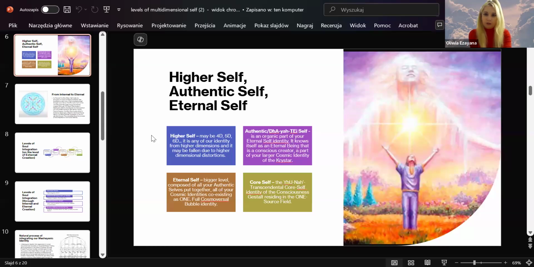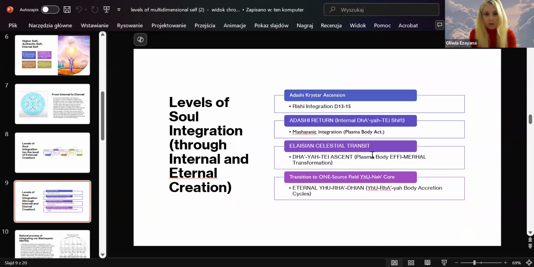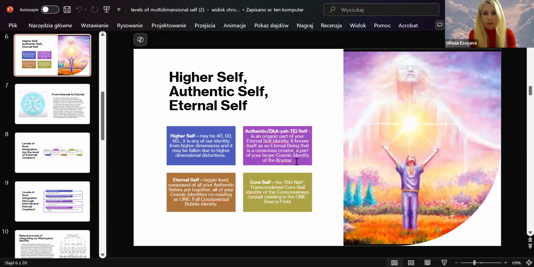The next level that we have after the external creation aspects is the authentic deity self, which is an organic aspect of your eternal self identity. One eternal self is holding 12 deity authentic selves. It already knows itself as an eternal being that is a conscious creator, a part of your larger cosmic identity of the Christar, and at the same time, your authentic deity self is expressing itself through the structure of the internal plasma body. You are so-called a deity ascent once you fully integrate your authentic deity self-identity.